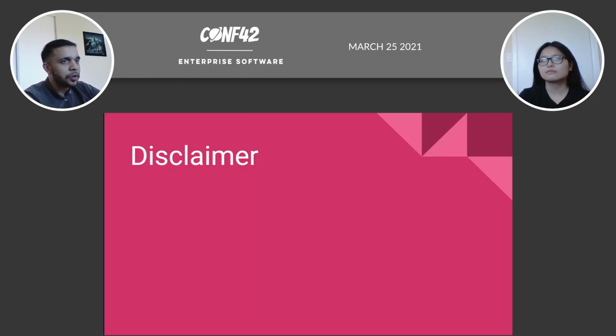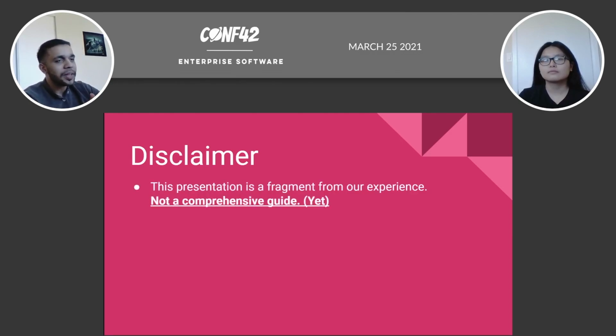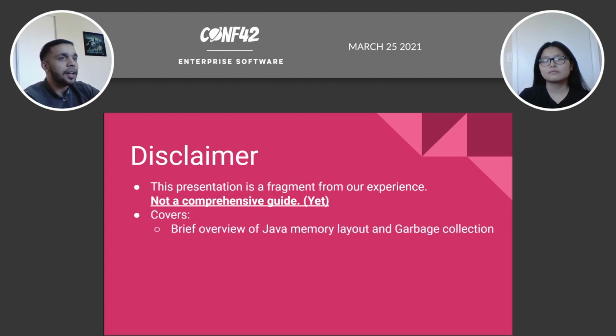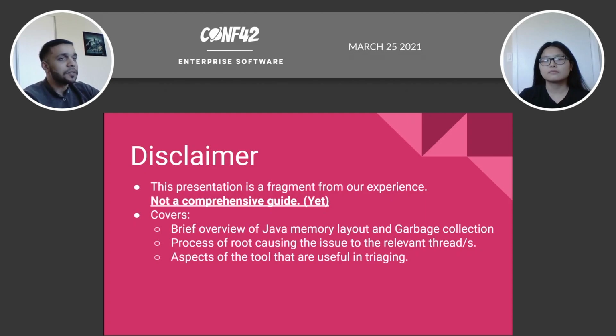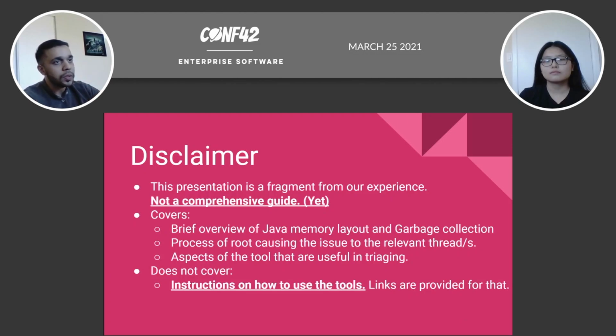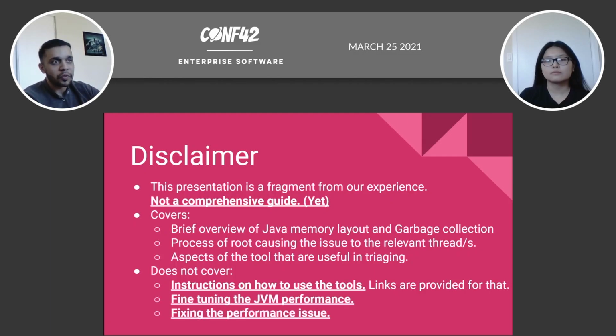A few disclaimers before we proceed. This is a fragment of our experience. It's not meant to be a comprehensive guide, at least not yet. It covers a brief overview of the memory layout and the garbage collection process, followed by the triage process for the performance issues and aspects of the tools that are used in the triage process. What it does not cover are detailed instructions on how to use those tools, links are provided for that purpose, followed by fine-tuning the JVM performance nor fixing the performance issue. Those are topics for another day.